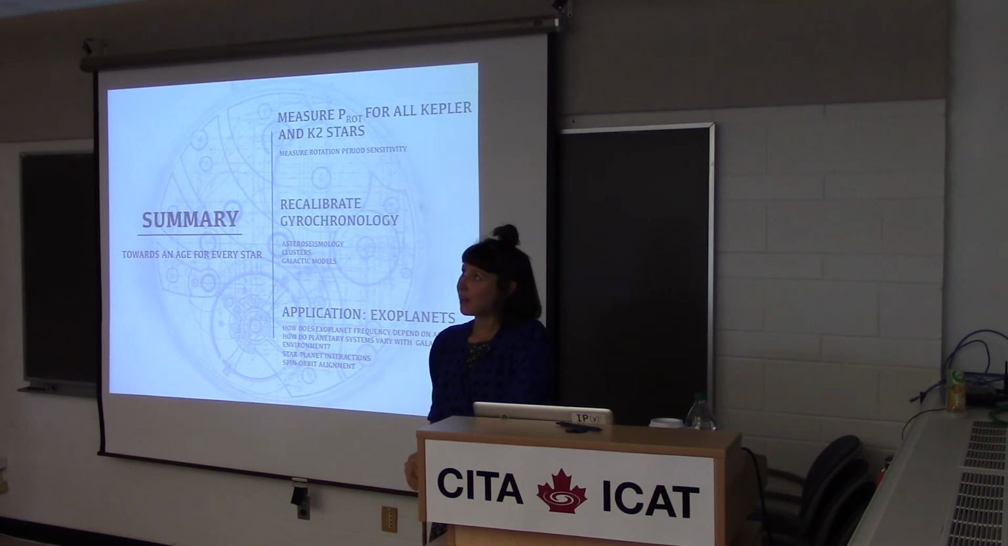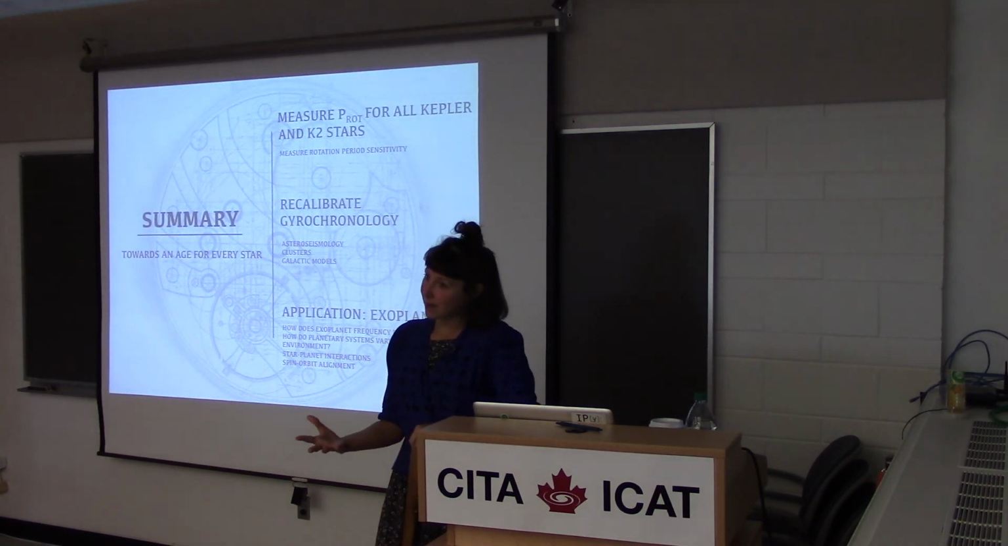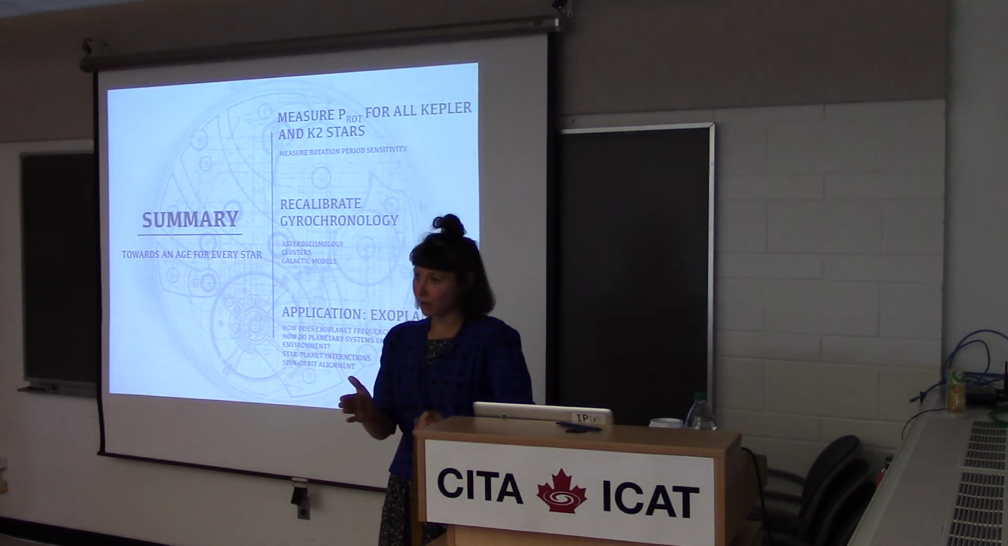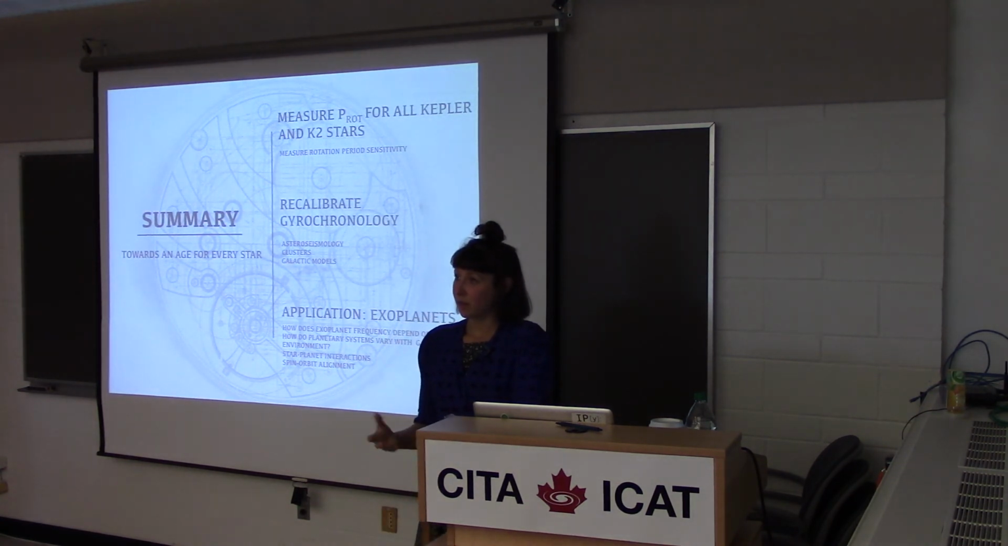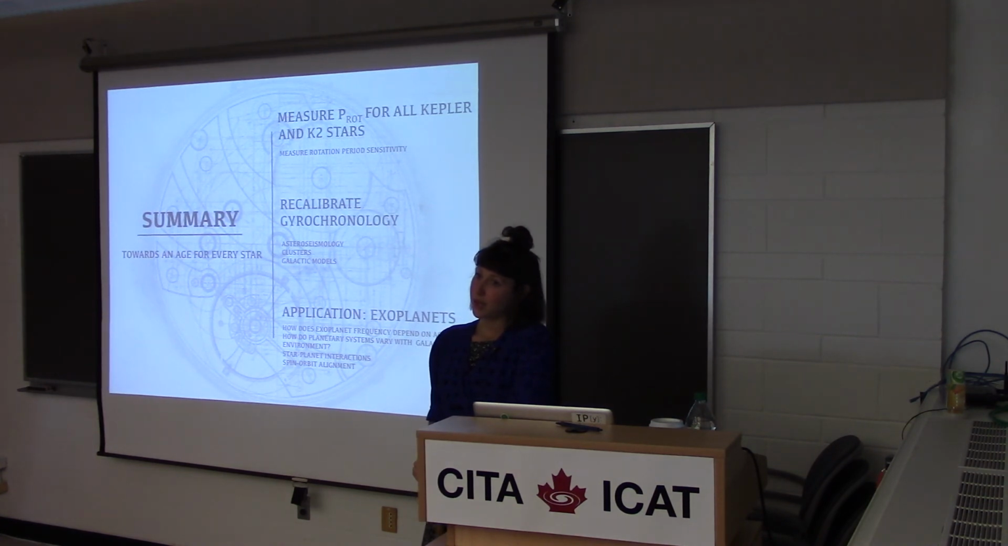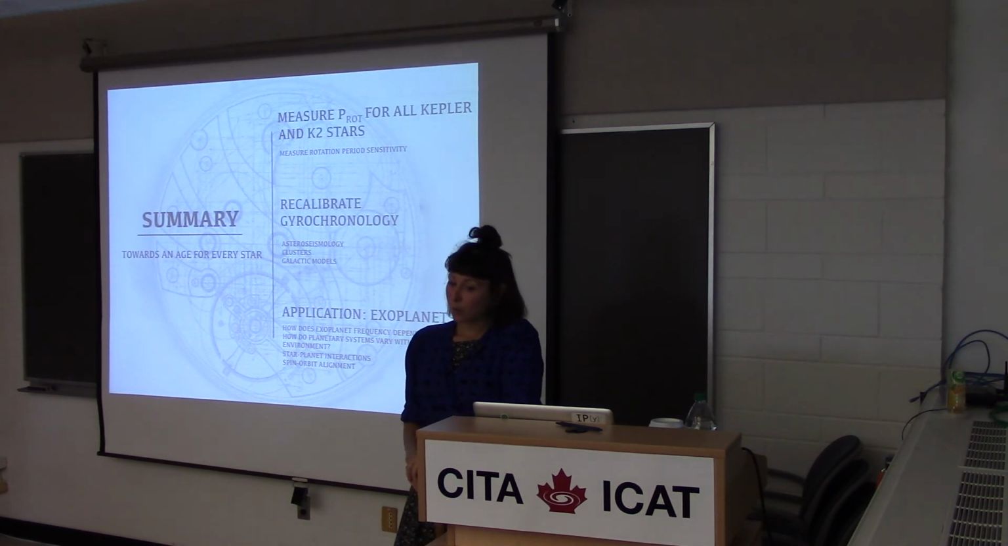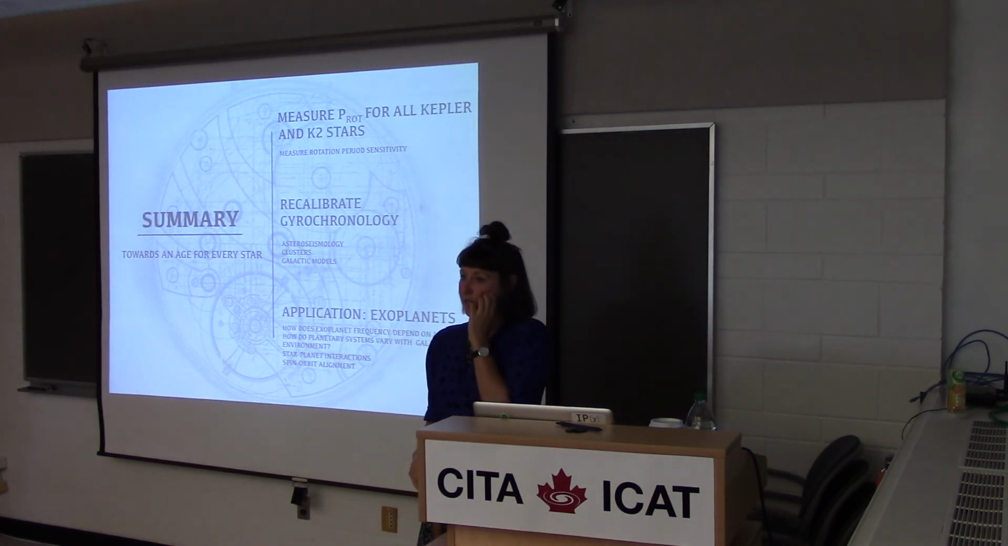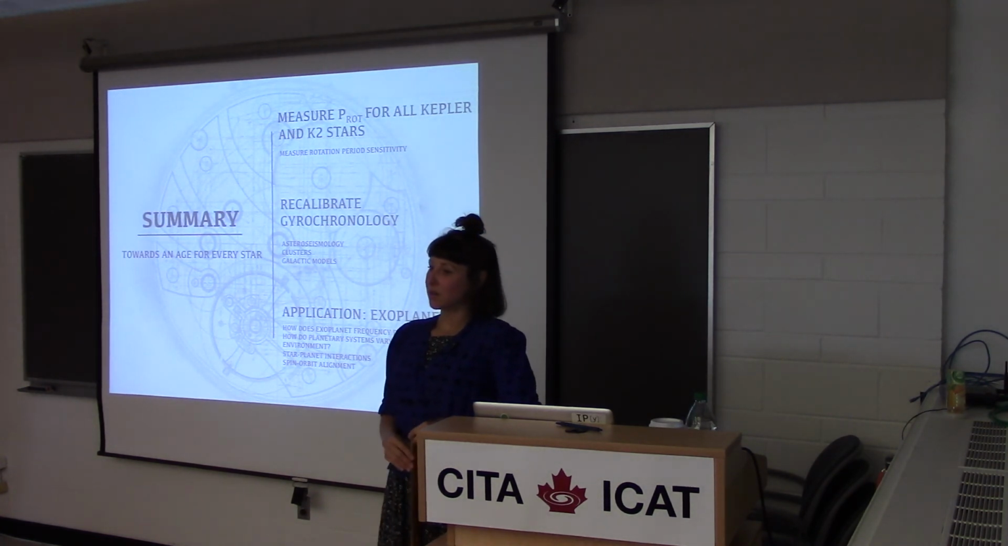And there is a gyrochronology, a separate gyrochronology relation for subgiants. With a subgiant, though, if you know that it's a subgiant, and you can measure its rotation period, you can measure its age really precisely. So this works with subgiants really well. Again, once we calibrate gyrochronology, you can use rotation period to even establish whether a star is a main sequence star or not.